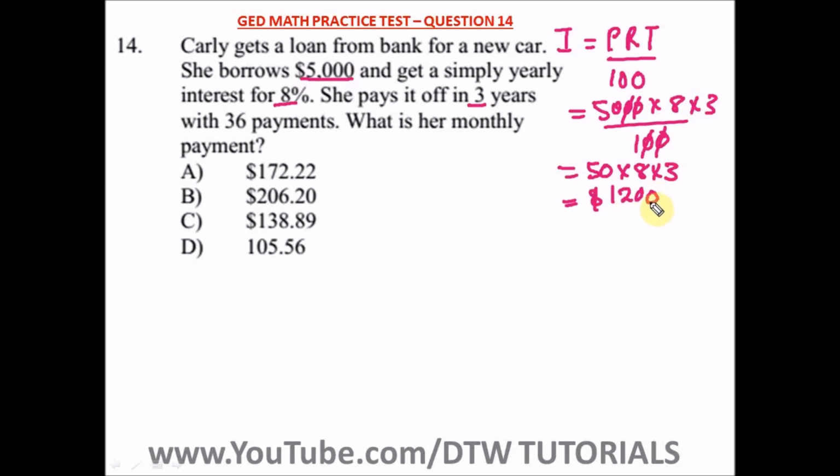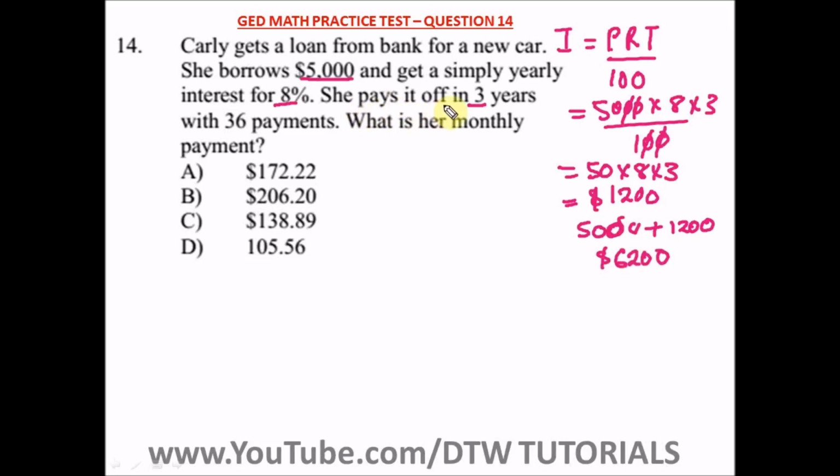$1,200. So this is the amount she has to pay on top of the amount borrowed. So the total amount she's going to pay the bank back would be $5,000 plus $1,200. And what will this give us? This will give us $6,200. So this is the total amount she has to pay back.